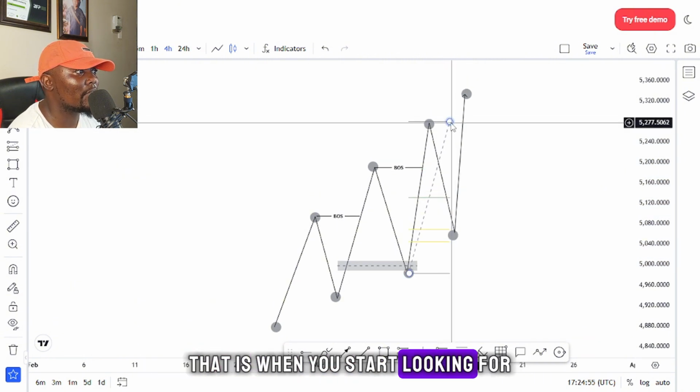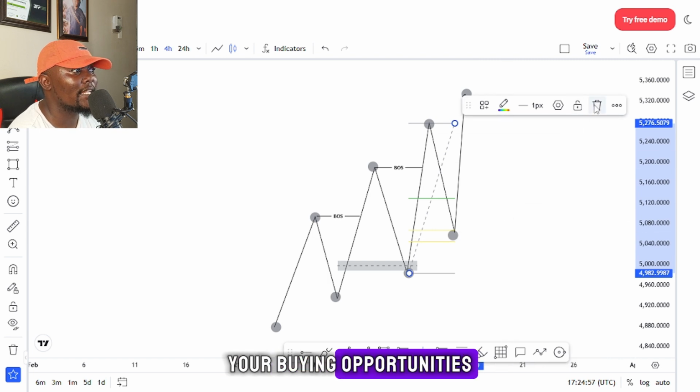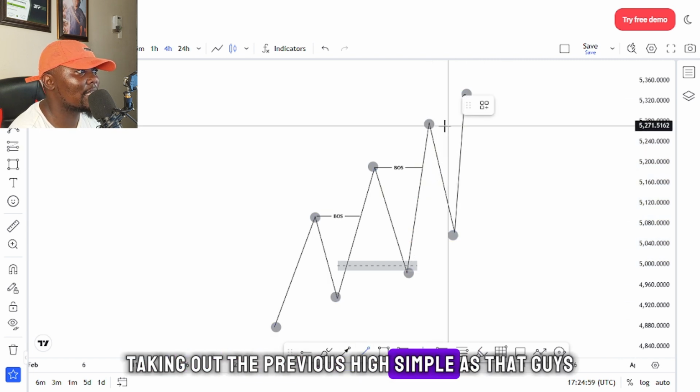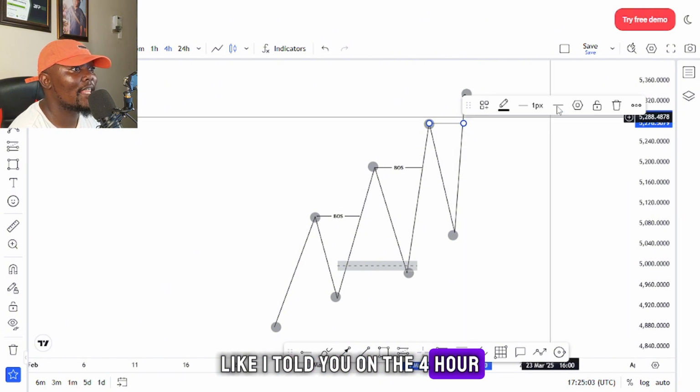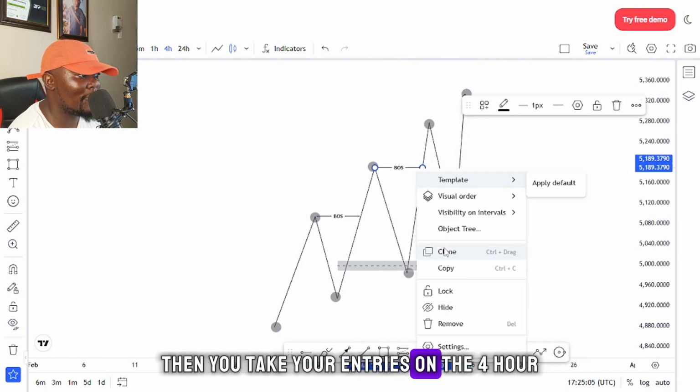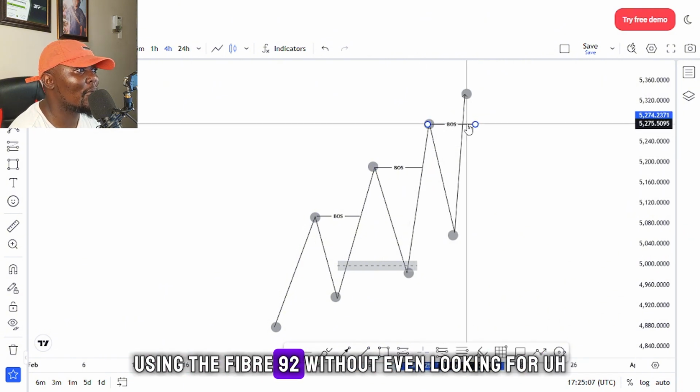Then that is when you start looking for your buying opportunities, taking out the previous high. Simple as that, guys. You look for your structures like I told you on the 4-hour. Then you take your entries on the 4-hour using the Fibonacci tool without even looking for your supply and demand.